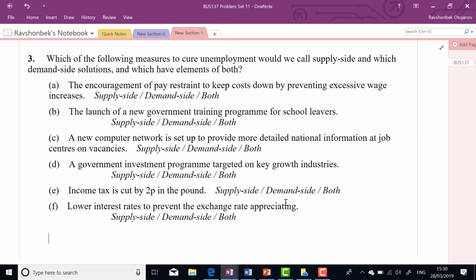A. Supply. Why is it supply? What does it say here? The encouragement of pay restraint to keep costs down. So they're trying to reduce the production costs. Wage is a cost of product, so it must be supply side then.